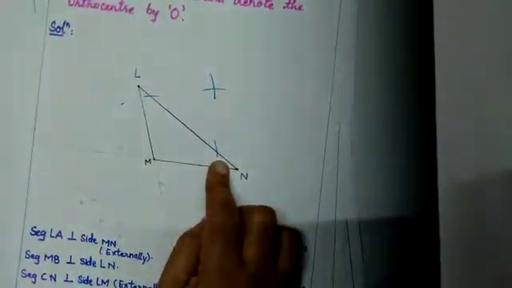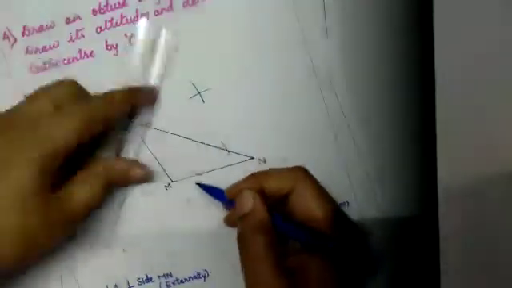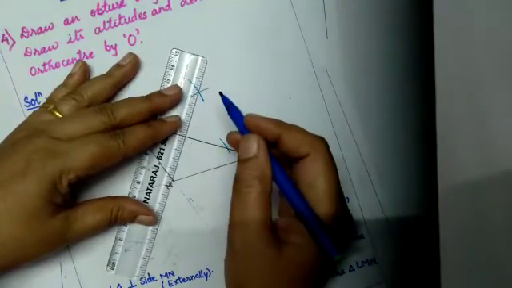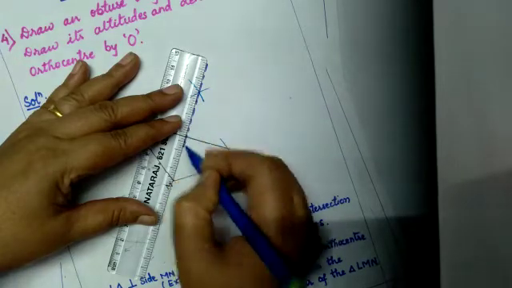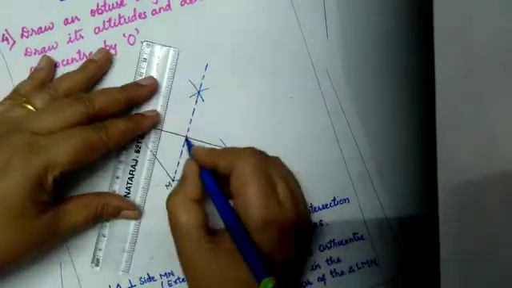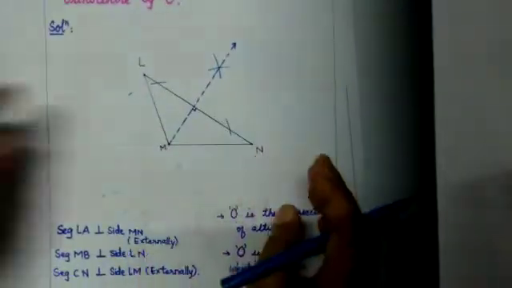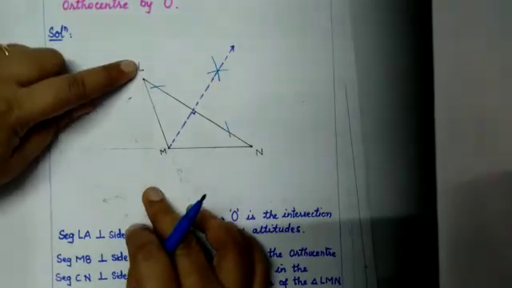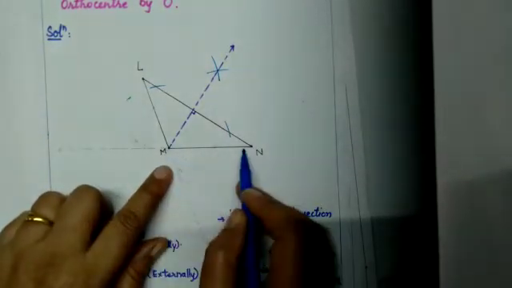In this way, what we have done now, we have drawn a perpendicular from point M, that is from vertex M. So draw a dotted line from M. So this is a perpendicular which we have drawn from M. Now we want to draw a perpendicular from L. Now from L, MN is the opposite side.